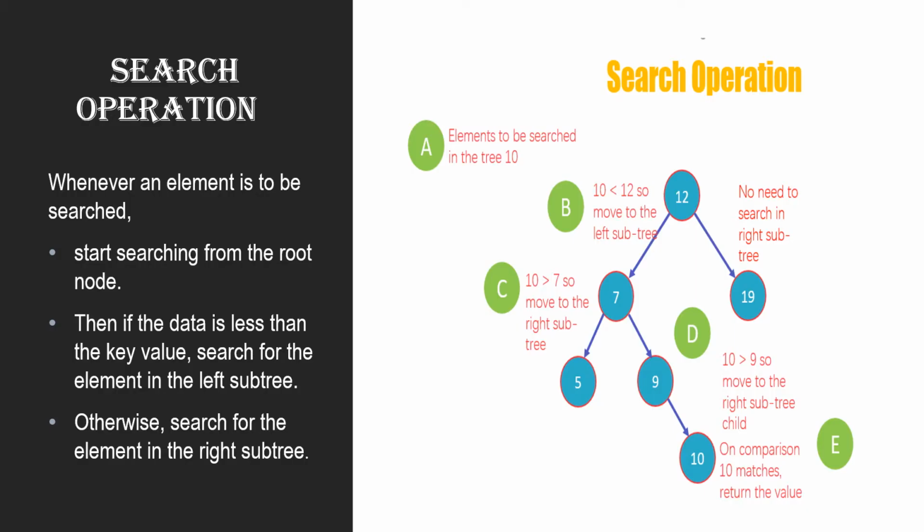Search operation. Whenever an element is to be searched, start searching from the root node. Then, if the data is less than the key value, search for the element in the left subtree. Otherwise, search the element in the right subtree. Here is the example for the searching operation.